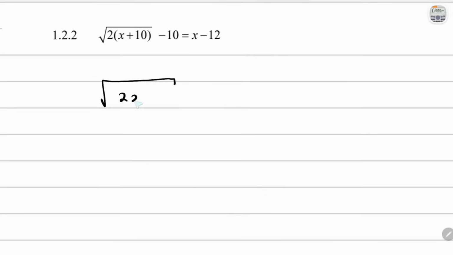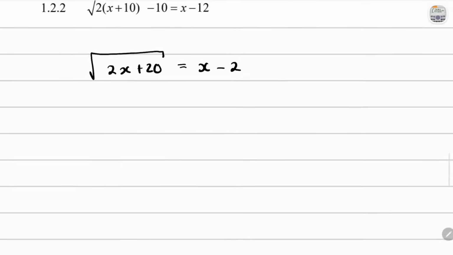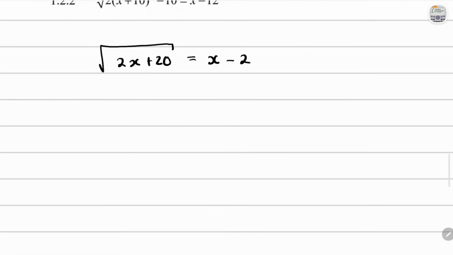This is going to be 2x plus 20 is equal to x, and this is negative 12. But when the negative 10 gets transposed, it's going to be positive 10. So that is 10 minus 12, which is negative 2. Okay, so this is what we have. And now at this point, we can square both sides.